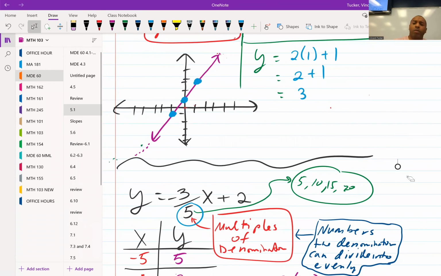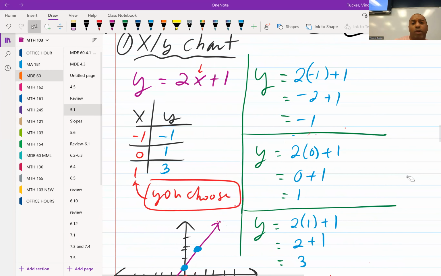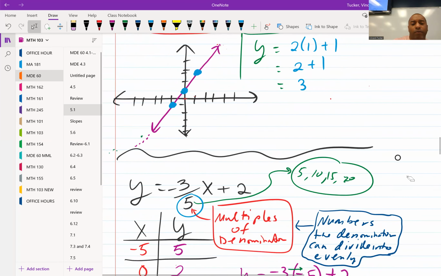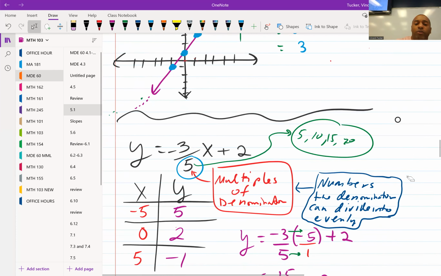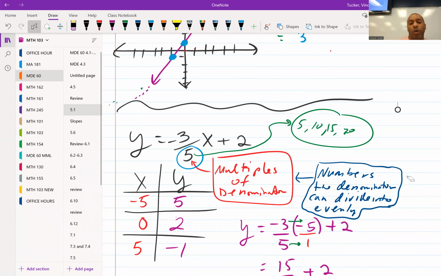Now, when we didn't have a fraction involved, we could choose whatever we wanted. Here we have a fraction involved. We have y equal to -3/5 x plus 2. So you do want to be strategic here, because you don't want to have to grab decimals or fractions if you don't have to. What values you choose will depend on what your denominator is.